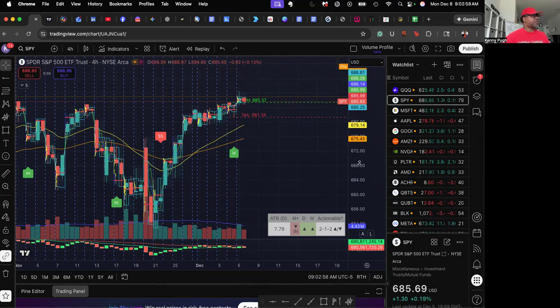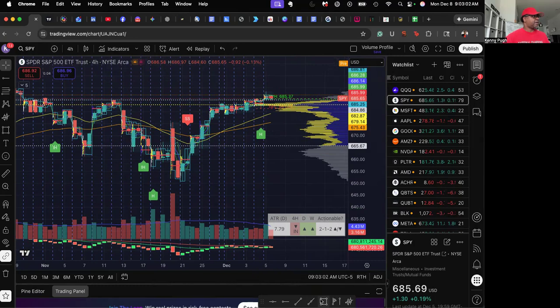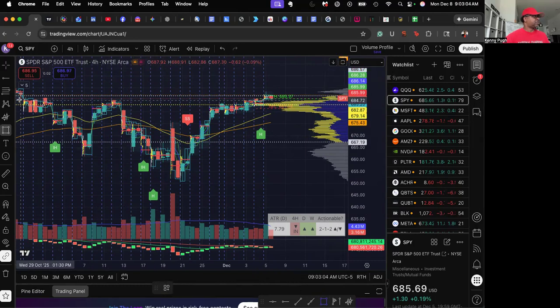Let's go ahead and take the 4-hour look at SPY and capture these zones as well.